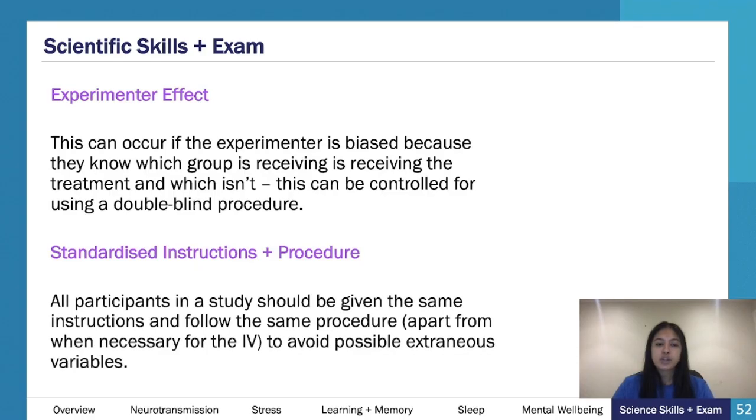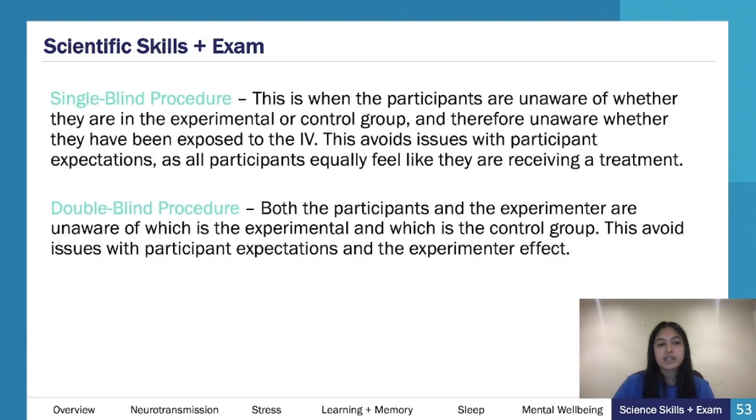You've got your experimenter effect and your standard instruction. So experimenter effect is basically when the experimenter can be a little bit biased and they can knowingly or unknowingly affect the results by giving hints to your participants or interpreting data in a bit of a biased way. Your standardized instructions and procedure can help with this. It's just everyone needs to experience the conditions in the same way. So by giving everyone the same instructions, by having everyone perform the task in the exact same way, again, you're avoiding any extraneous variables.